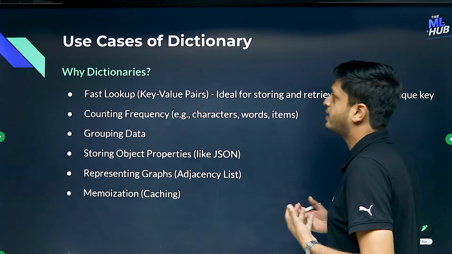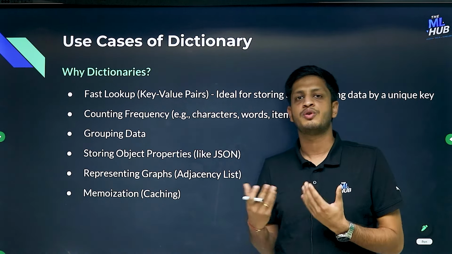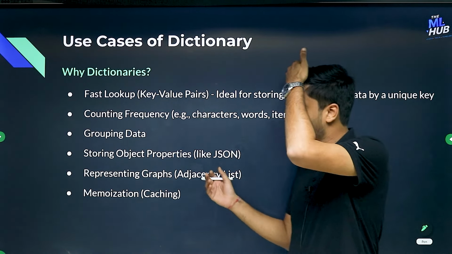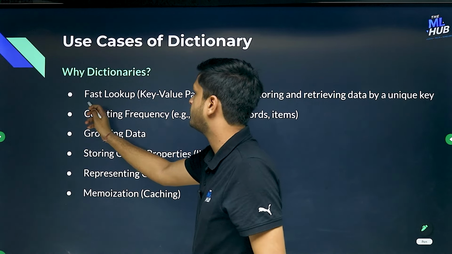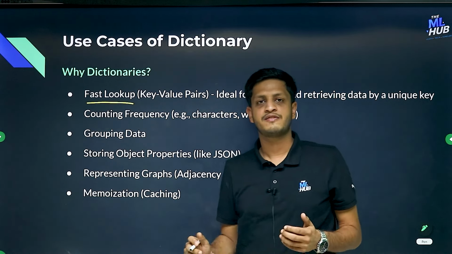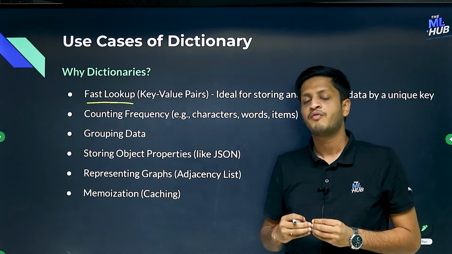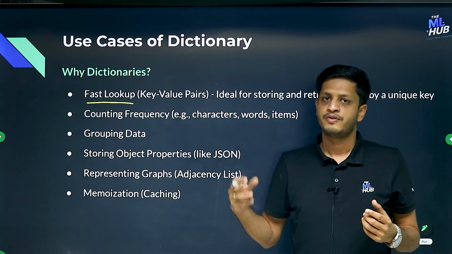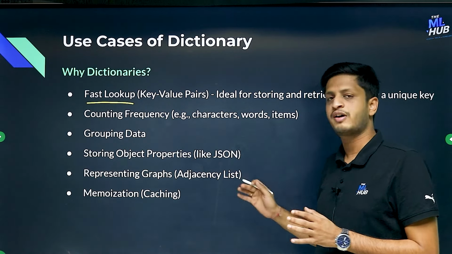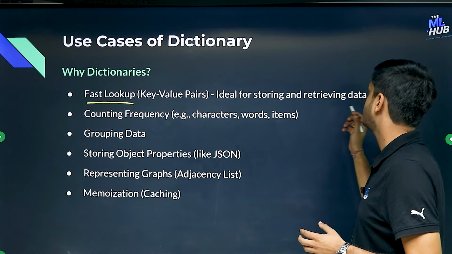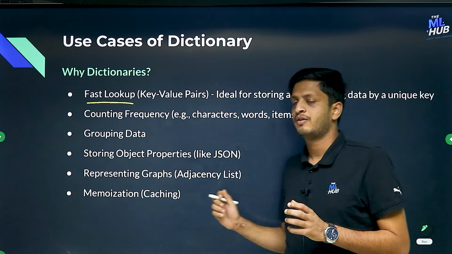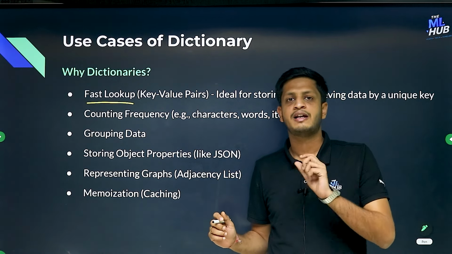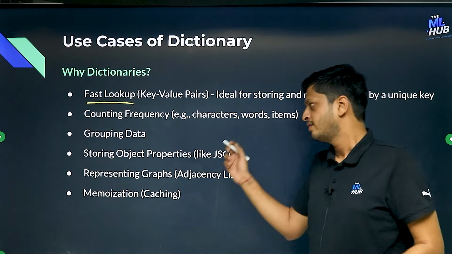Okay. So now what are the use cases of dictionaries? Why should you use dictionaries? These are some of the use cases. Fast lookup. If you have a use case in which you want to very quickly see what is the value corresponding to a key, you can use dictionaries. It is very fast, ideal for storing and retrieving data by a unique key. It is the fastest way in which you can find an element present with a key.